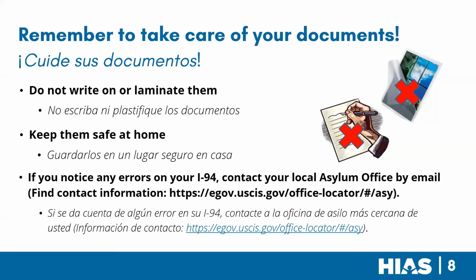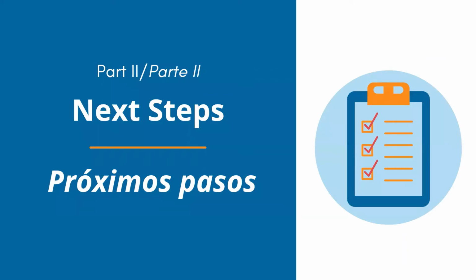Now, in the event that you ever happen to notice any sort of error on your I-94 card after receiving it, you would need to contact your local USCIS Asylum office by email in order to get that fixed. And you can search for the contact information of your local asylum office on the USCIS website in order to find that specific email that you would need to contact. So those are the documents you should have received when you received asylum. But what are those immediate next steps you should take now that you have asylum?